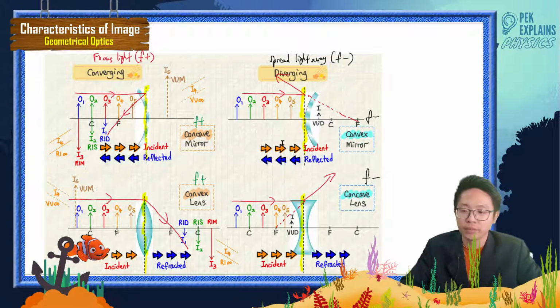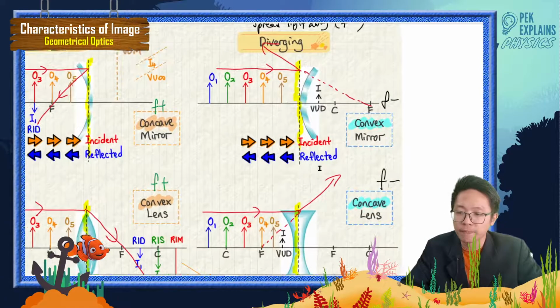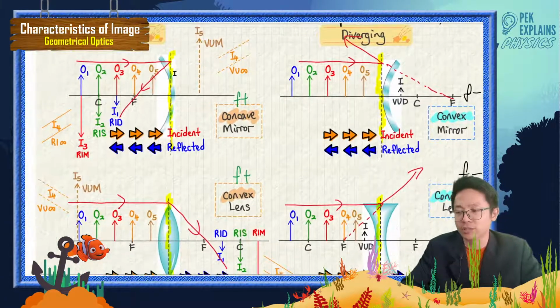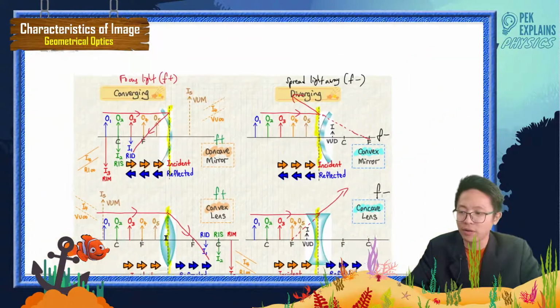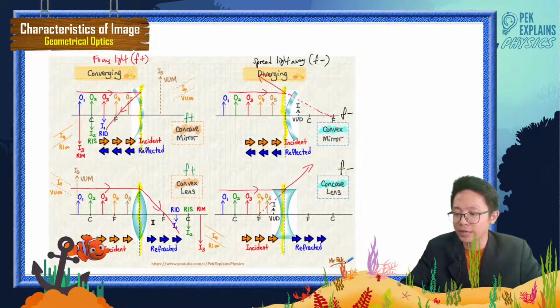Converging, these two are converging, F positive. These two are diverging, F negative. Remember that. It's just common sense. Look at the shape. Which shape can focus the light? Of course, the concave mirror and convex lens can focus the light, so this one should be F positive.